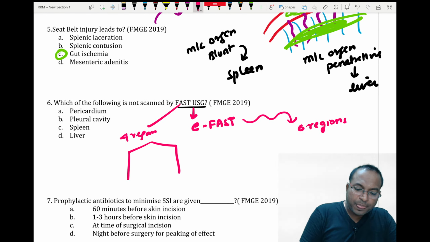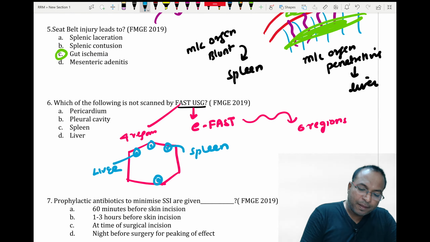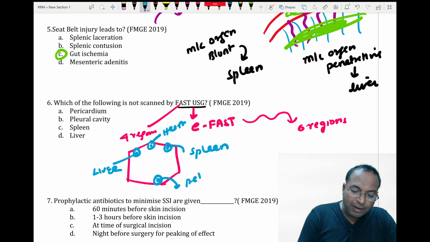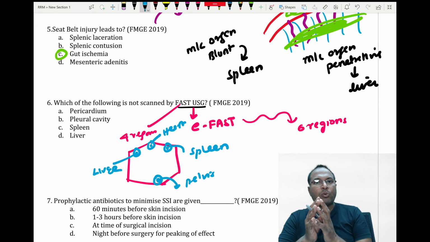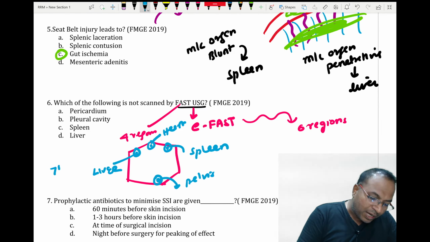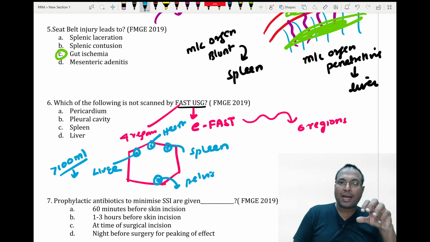What is fast? We focus on 4 areas. One is pelvis, right hypochondrium, left hypochondrium and epigastric region. This is for liver, this is for spleen, this is for heart to look for pericardial tamponade and this is for pelvis. So in a fast ultrasound only 4 regions are focused to look for any collection. More than 100 ml of blood in any of these areas is detected. Less than 100 ml fast is not useful.